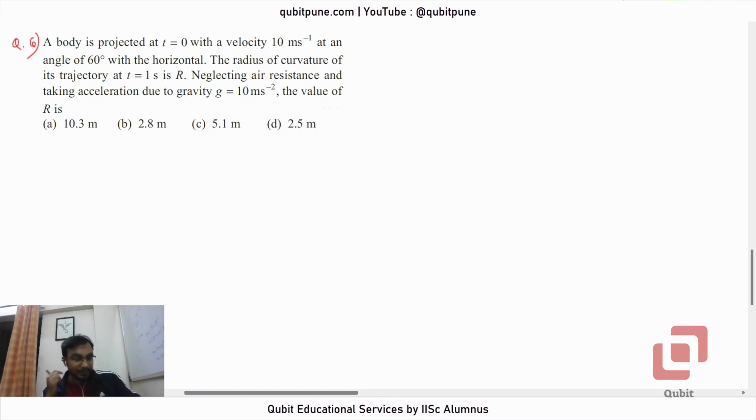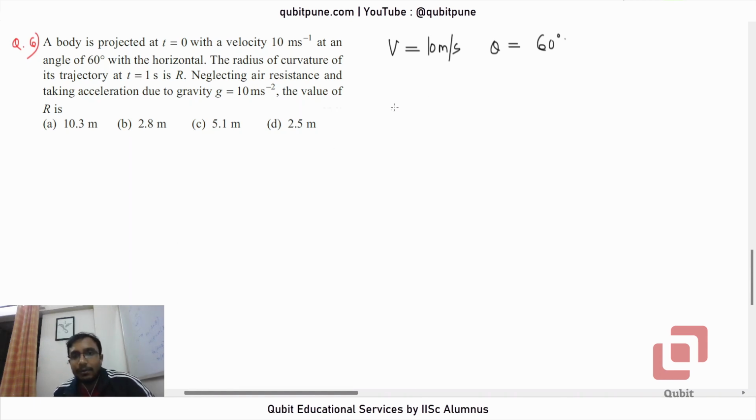Okay, so the initial velocity is given, V is 10 meters per second, and theta is 60 degrees. We have to find the radius of curvature of its trajectory at t equal to 1 second. Now how are we going to handle the situation?